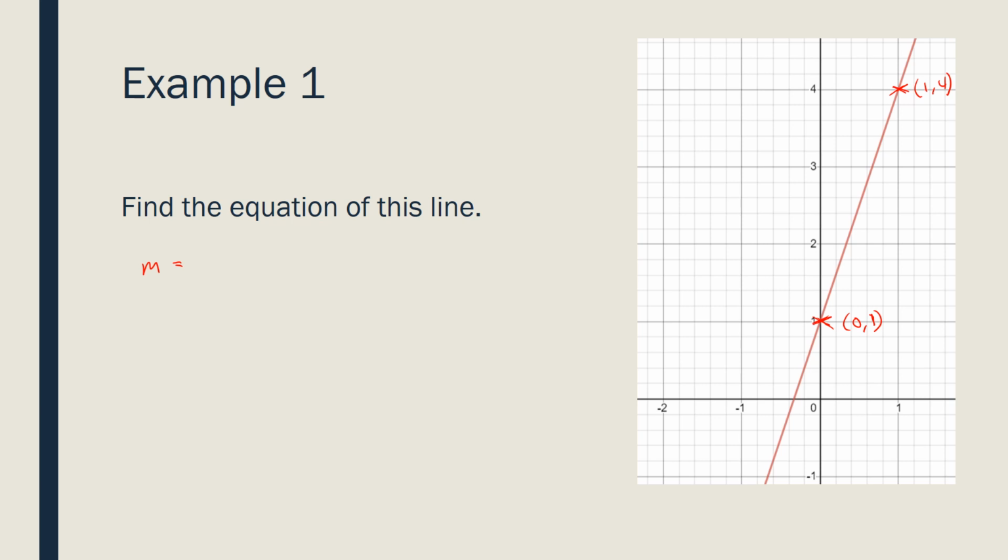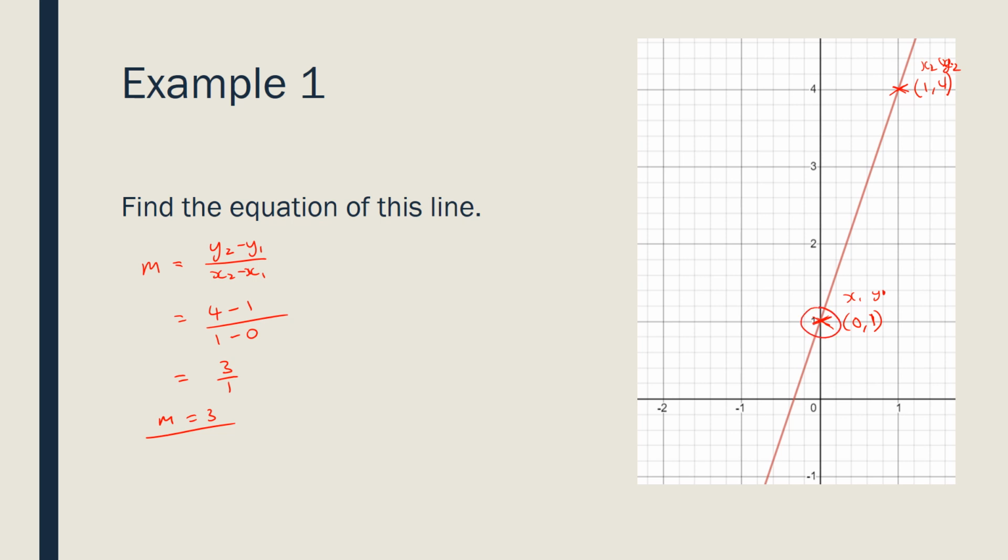Now we need to find the gradient. So remember the gradient formula was going to be y2 minus y1 over x2 minus x1. So we can substitute in our values. These are of course our y2 and x1, y1. So we can then put in our values. So we're going to have 4 minus 1 over 1 minus 0. So it's going to come to 3 over 1, which is 3. So we know that our gradient is going to be 3.